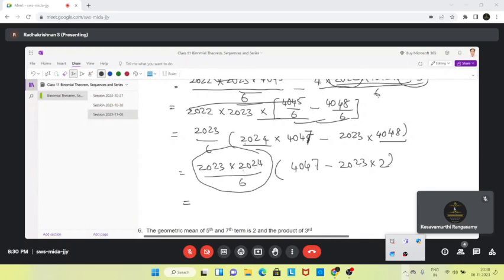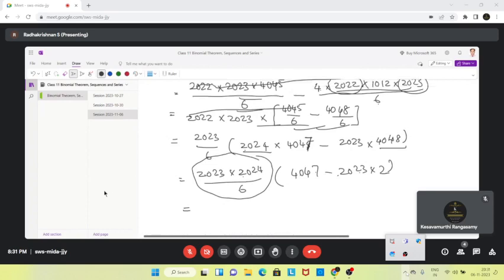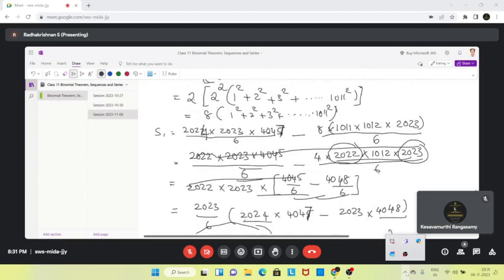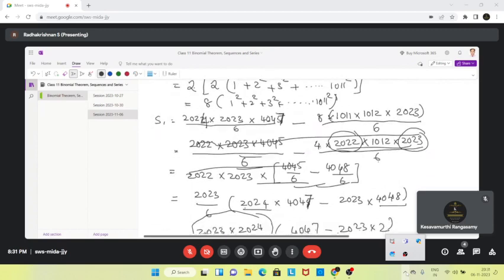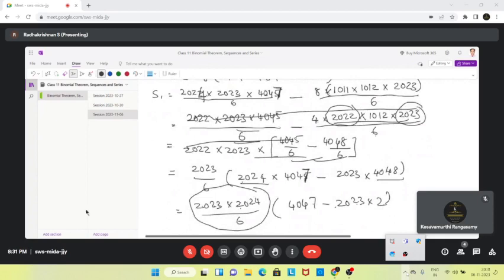So this is 6. 1012 into 2023. I think I missed another 2 somewhere. I think I have to redo it.